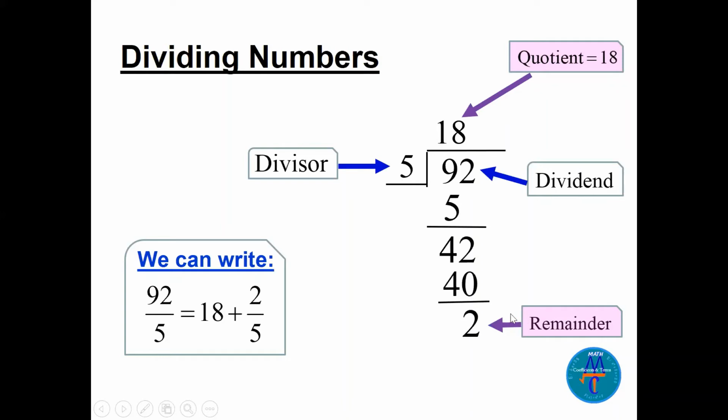We say this is the remainder. And the result here, we call it the quotient. Remember, the result of division is called the quotient. And also you can always write 92 divided by 5 as the quotient by itself plus the remainder over the divisor. That's always true. When you add these two numbers, you will get 92 over 5.